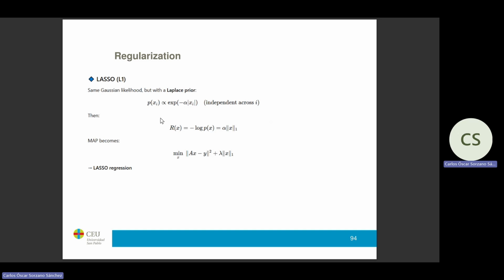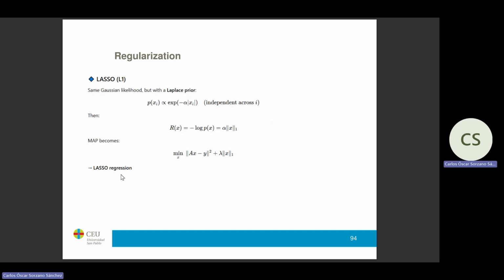Okay, and then lasso. What about lasso? So lasso was this L1 norm. So with the L1 norm, you can do the opposite reasoning. There must be a prior on the X such that the regularization is this one. So the regularization, that is this one here, has to be the minus logarithm of p(x). So what is p(x)? You simply solve here. So p(x) is the exponential of minus alpha times the L1 norm. So that is called the Laplace prior. This is the Laplace distribution.